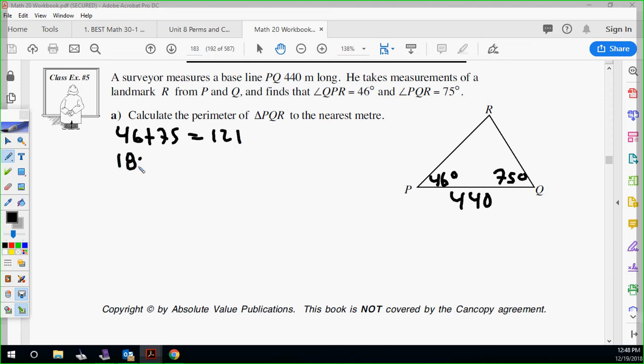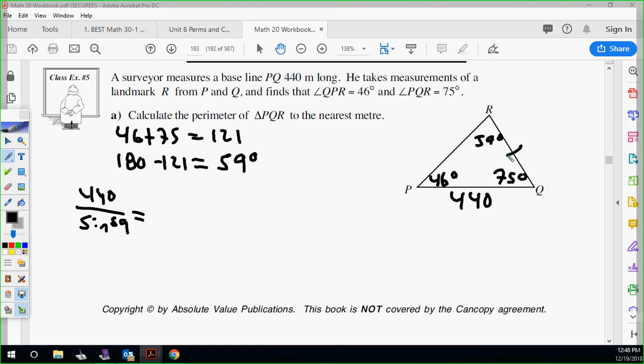180 minus 121 is 59 degrees, so 59 degrees is what angle R is. Now we're ready to set up our sine law. We're finding sides, so we want our side on top. So 440 over sine 59 equals, let's find this one first.